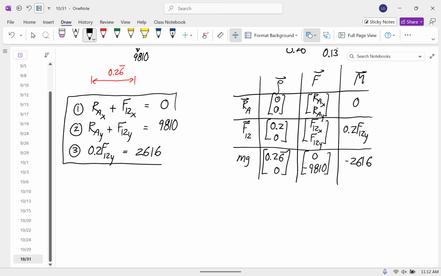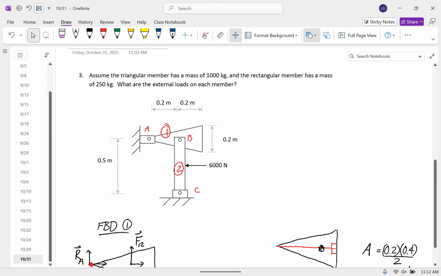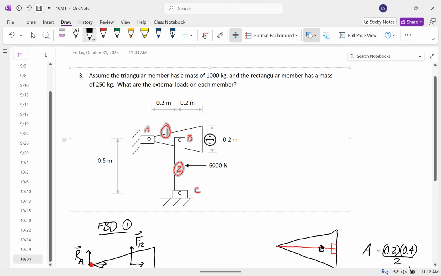Why is the force 1 into not the same as the weight, like 0.26, and the other one is only 0.2? Well, it gives you the dimensions of where that joint is. So that joint is only 0.2 from the end. Oh, okay. But where the weight acts depends on the centroid. Oh, okay. All right.